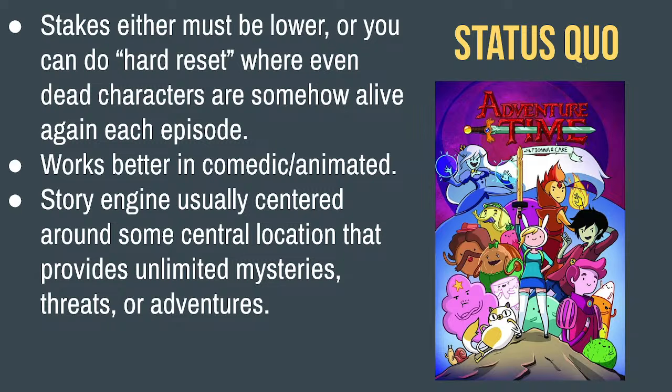Status quo, stakes either are lower, or we can do a hard reset where the dead characters are somehow alive again every episode. I mentioned last time in our horror class, Courage the Cowardly Dog was my example of this. Sometimes Eustace gets turned into a chicken or roasted alive or evaporated or something, but he's back next episode, and we don't really question why. Usually this works better in comedic or animated genres just because of the Western world's understanding of how those genres work. And the story engines are often going to be centered on some central location that provides unlimited mysteries, threats, or adventures.